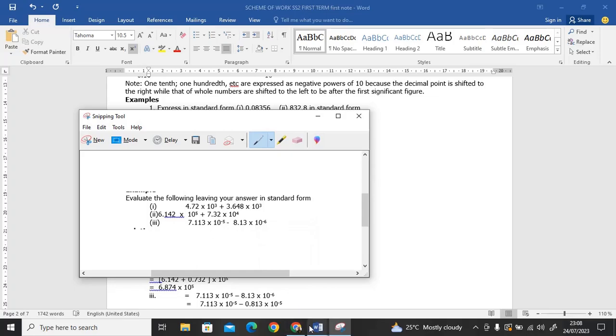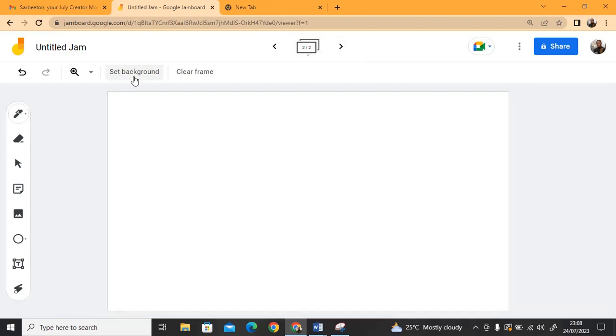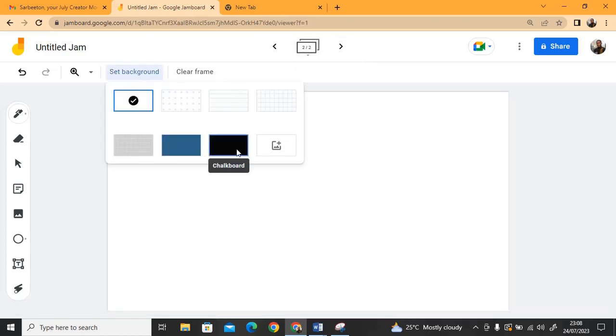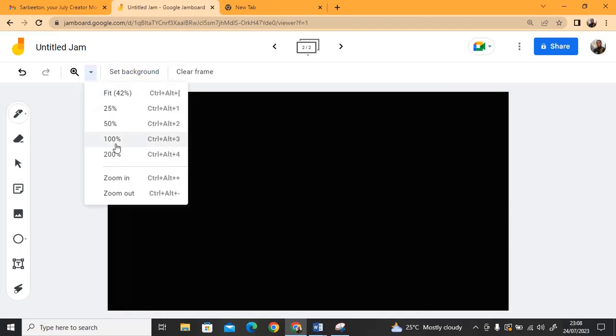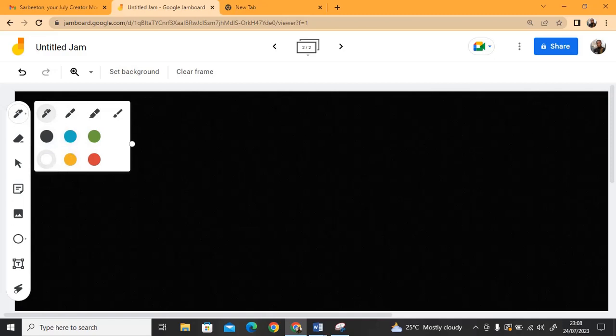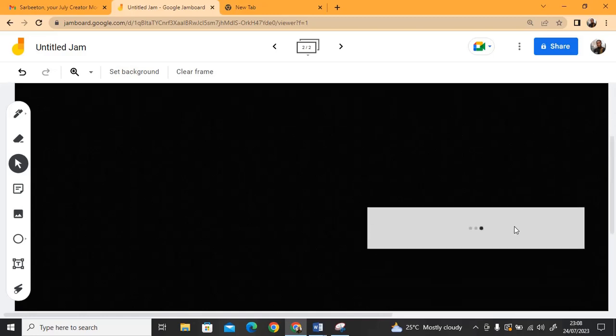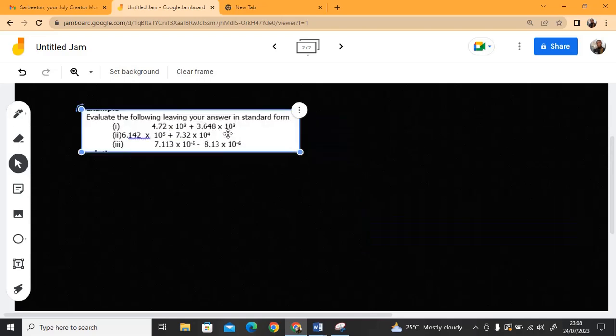You may see it in your exam. Now, can I scroll this? Let me move to the next page. Sorry. Let me set the background to okay. Then let me make it more bold so that you can see it clearly. Then change my marker to white. Now, this is the question I want us to solve together.